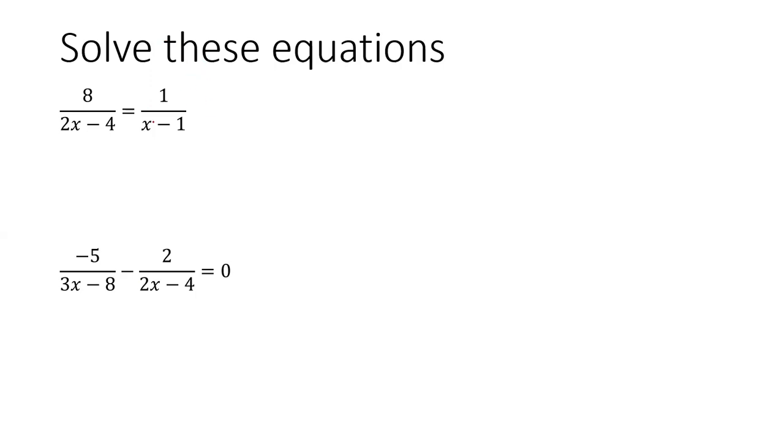Based on my method, these expressions can multiply with 8, and these expressions can multiply with 1. And if you multiply, this equation is going to be 8 times x minus 1 equal 1 times 2x minus 4. 8 times x, 8x, and 8 times negative 1, negative 8, 1 times 2x, 2x, 1 times negative 4, negative 4.